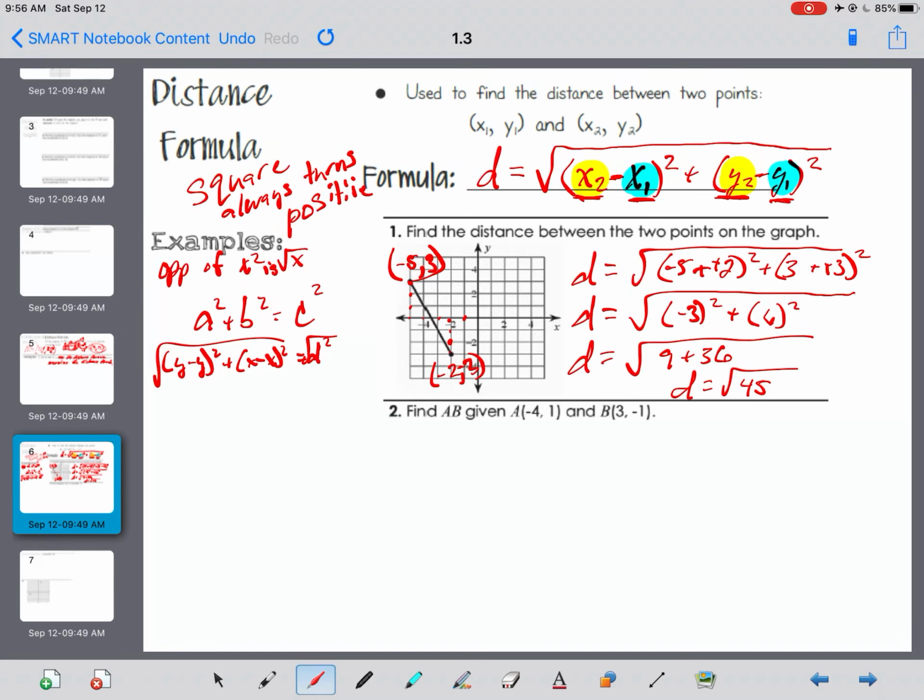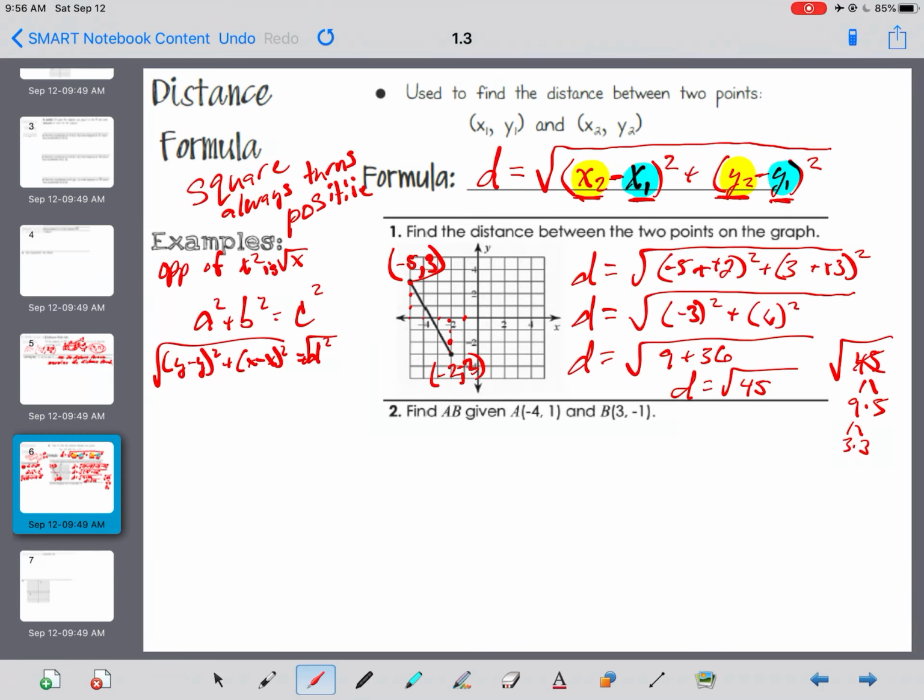Okay. And that can be simplified. Now we've got to talk about simplifying square roots. Okay. We're going to do a factor tree. What multiplies to be 45? Well, 9 and 5. And what multiplies to be 9? 3 and 3. When we're doing a square root, we want to know what number is being squared, or what number is times itself. We're looking for groups of 2.